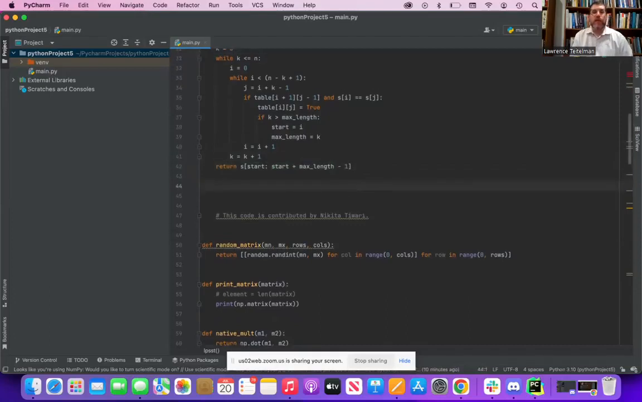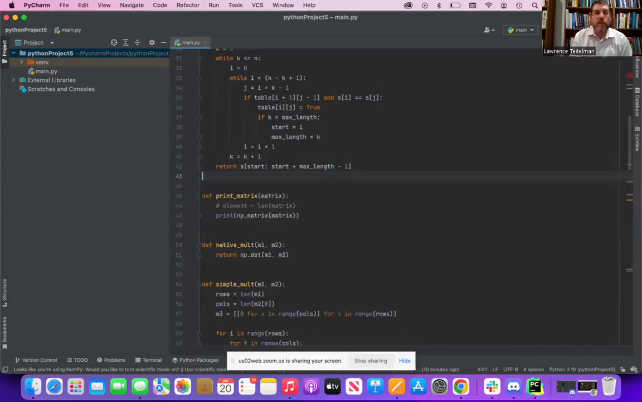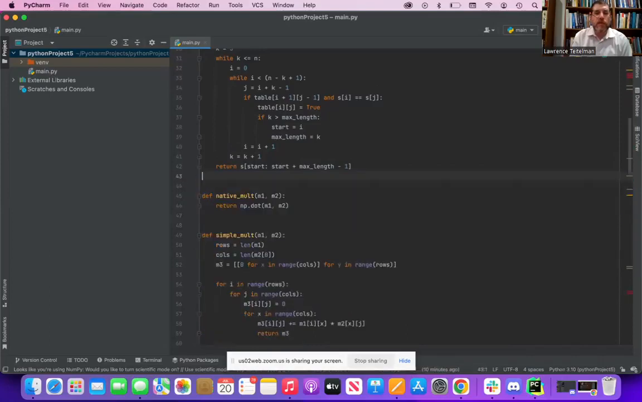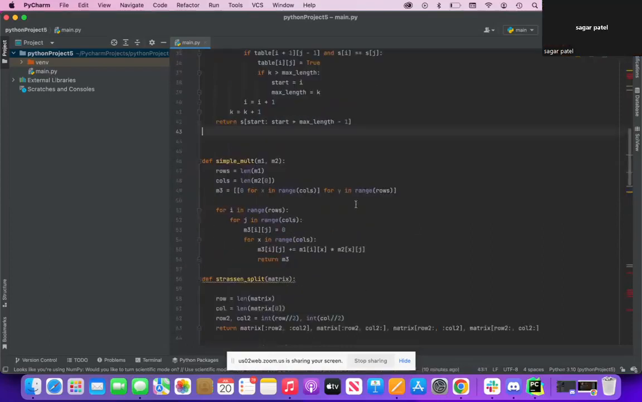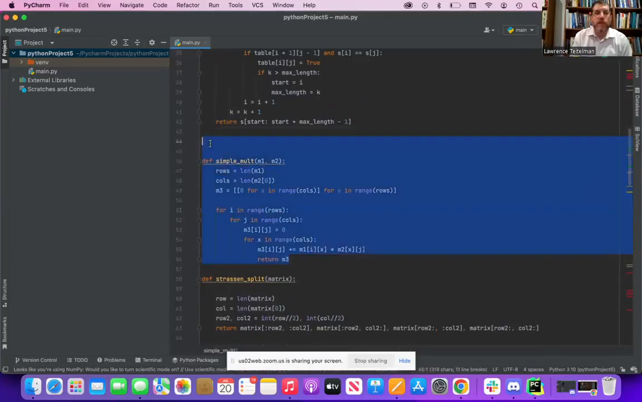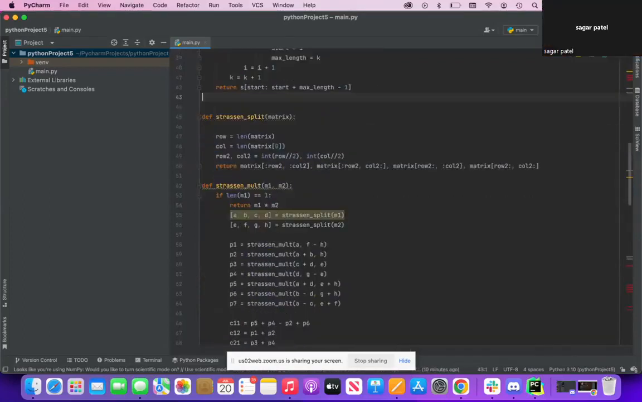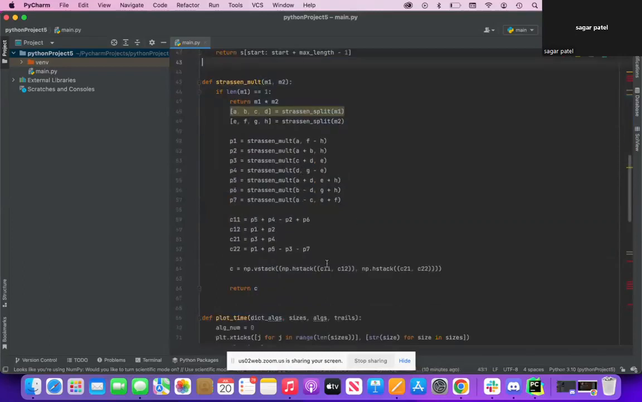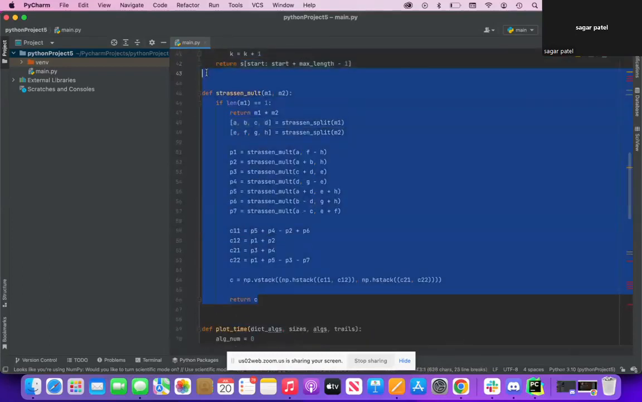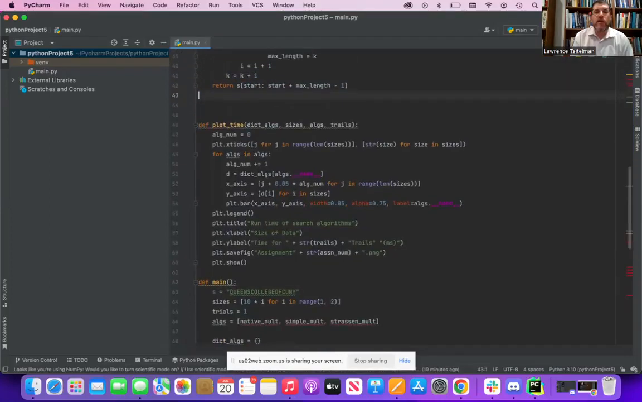Okay, so let's get rid of random matrix. Get rid of that garbage. Get rid of the random matrix. Good. Get rid of the print matrix. Okay, get rid of naive mult. Get rid of simple mult. Get rid of Strassen. Okay, hold on to the plot time in case we go back to that.